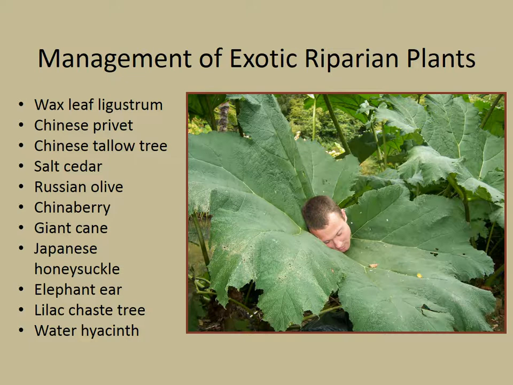Problems can develop when plants aggressively reproduce and when they tend to dominate and monopolize the area at the expense of native species. Some of the common exotic plant species which are causing problems along Texas rivers and creeks include waxleaf ligustrum, Chinese privet, Chinese tallow tree, salt cedar, Russian olive, China berry, giant cane, Japanese honeysuckle, elephant ear, lilac chastity tree, and water hyacinth.